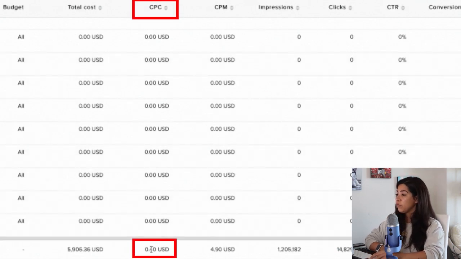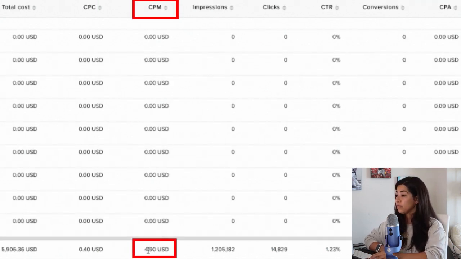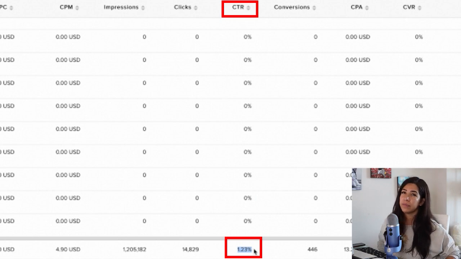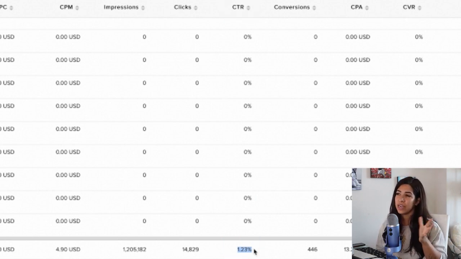Average CPC is about 40 cents. The CPM is about $4.90. This is the average. The CTR is a little bit lower, 1.23. Usually in the beginning, when we have a winning product, it is about 2%, and it slowly comes down, which is fine. As long as it's staying profitable, I don't mind it.